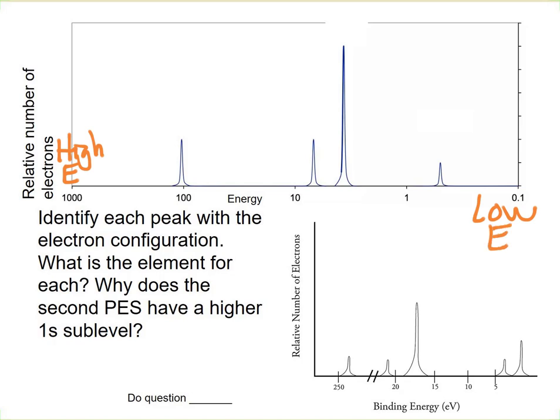So the one closest to the high energy is 1s2, and I can tell that this is my two electrons. So I'm going to compare all the other peaks to this one because I know for sure that this one is 2 electrons. This one's the same height, so this is 2s2. And then this one is triple, so this is my 2p6.